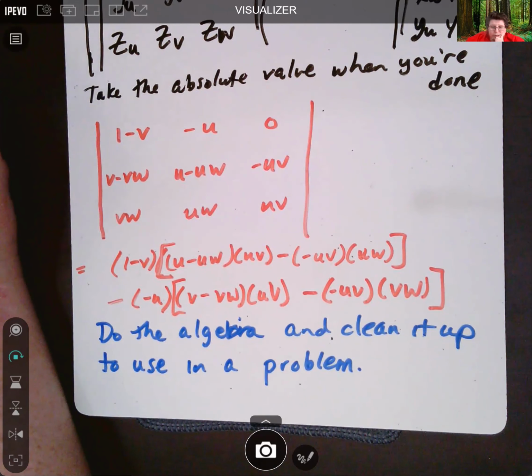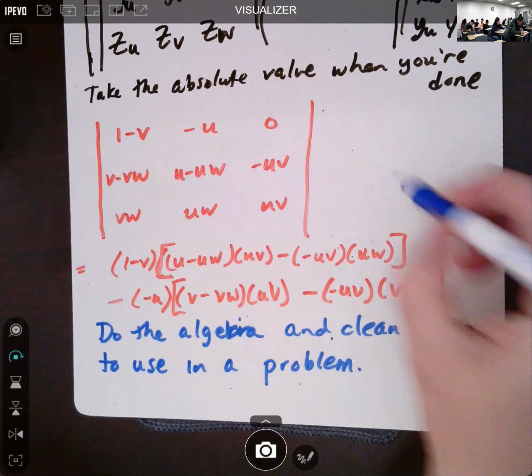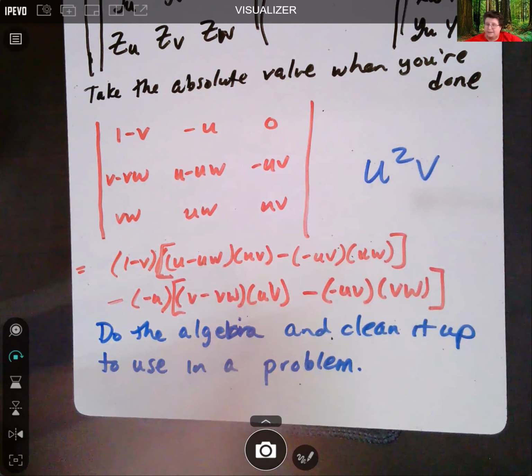This is problem number 10. Just look up there. It equals u squared v. If you clean this up, it's u squared v.